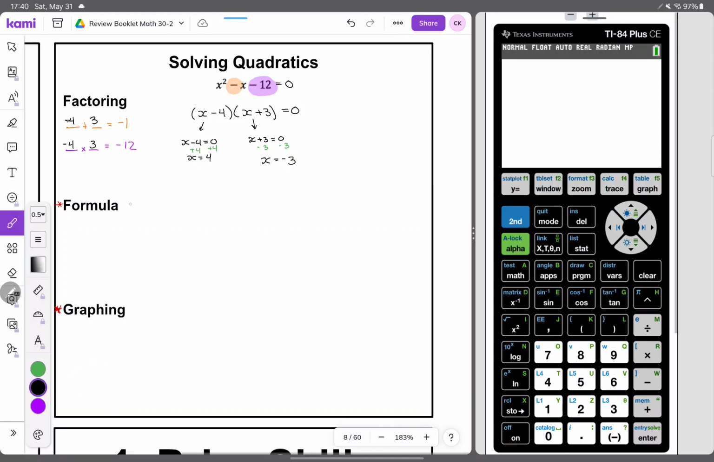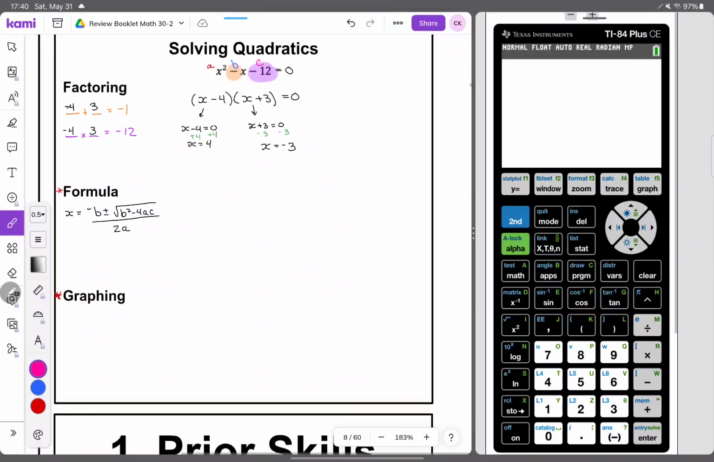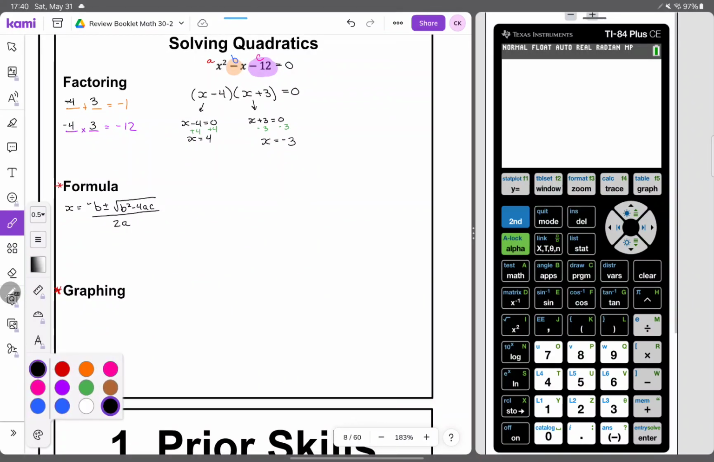So remember, our quadratic formula is x equals -b plus or minus the square root of b squared minus 4ac all over 2a. And we have a is the number in front of our x squared, b is the number in front of our x, and c is our number that doesn't have an x. So we just have to sub those values into our quadratic formula.